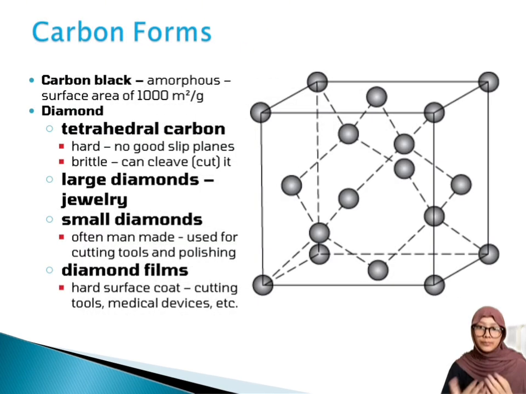from leaking. Carbon can also form a ceramic-like structure. For instance, carbon black. Carbon black has an amorphous structure and also a very high surface area, which is 1000 m2 per g. So it's very useful for applications like adsorption and also as a filler.